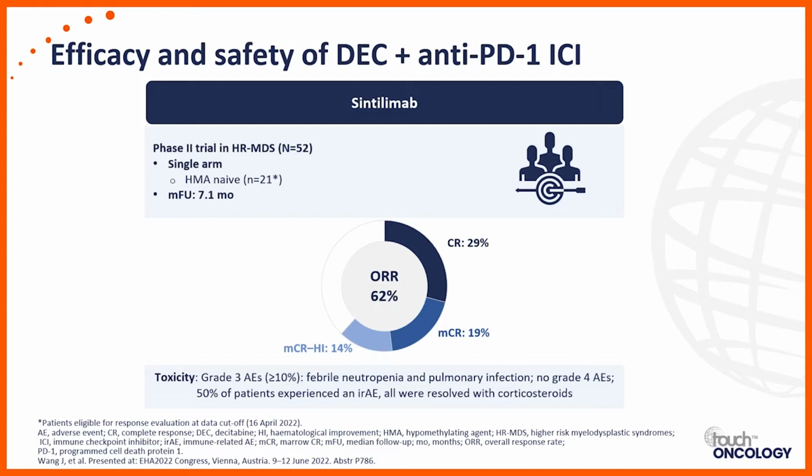The overall response rate was 62%, including 29% complete remissions, 19% marrow complete remission, and 14% marrow complete remissions with hematological improvement. The treatment was well tolerated, there were no grade 4 adverse events, and the most common grade 3 adverse events observed in more than 10% of patients were febrile neutropenia and pulmonary infection. About 50% of patients experienced immune-related adverse events, but all were resolved with corticosteroids.